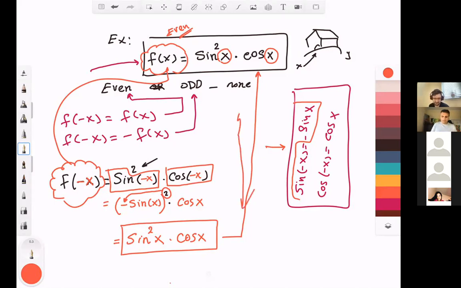No, sometimes we have an even degree. The even doesn't mean the degree should be even. Sometimes, most of the time, but there are functions that act crazy.